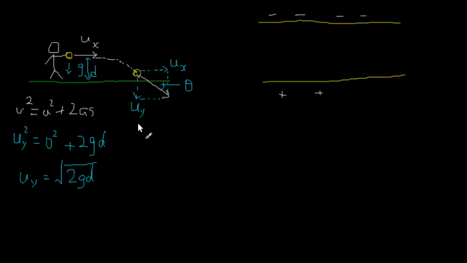Once we have uy, and assuming that we know what ux is, we can then find the angle theta, because tangent of theta must be equal to uy over ux. From this right-angled triangle, we know that's the right angle here. So this is the way that I can use to find this angle.